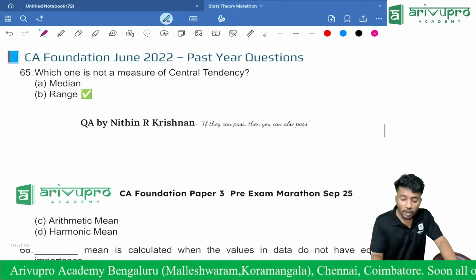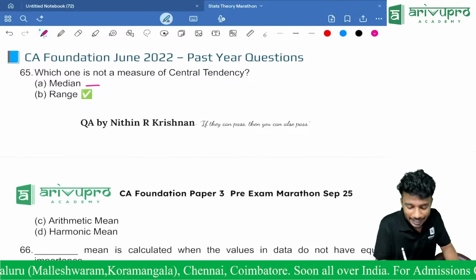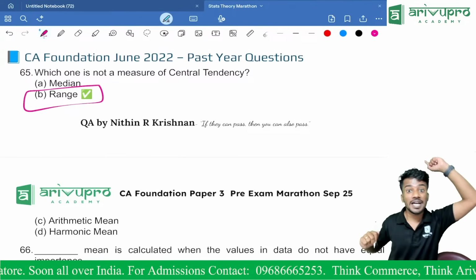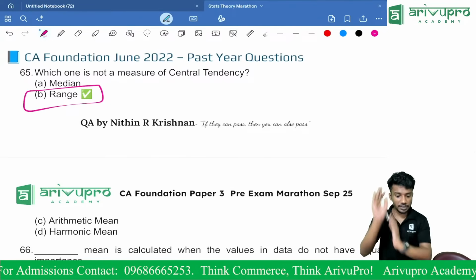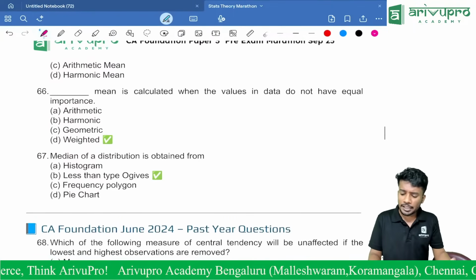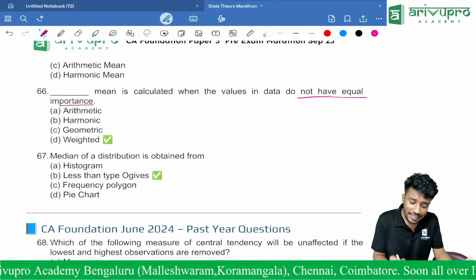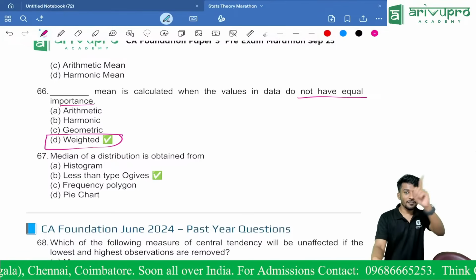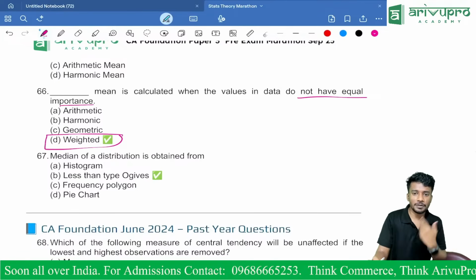Then, which is not a measure of central tendency? Range is not a measure of central tendency. Range is a measure of dispersion. It is an absolute measure. Remember that. Dash mean is calculated when the values in the data set do not have equal importance: weighted average. This is the only question I discussed from weighted average. I hope you remember it from the marathon.